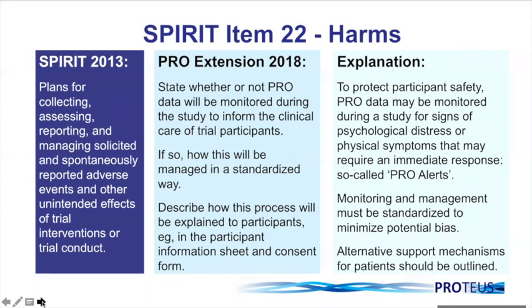Now, just by way of explanation, the monitoring of PRO data in a trial may be there to protect participants' safety. Things such as psychological distress or physical symptoms that are at worrying levels may require an immediate response. Now, these are called PRO alerts. And it follows that, like everything else in our trial, we need to standardize that in order to minimize potential bias.